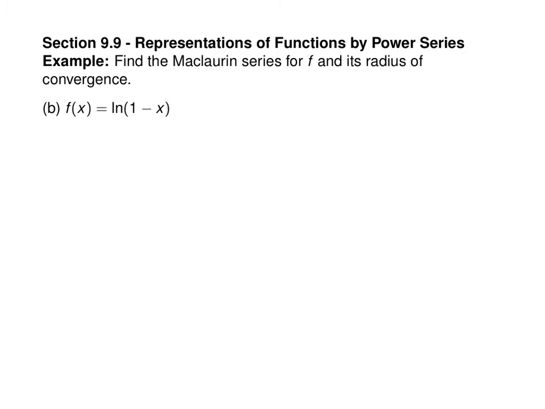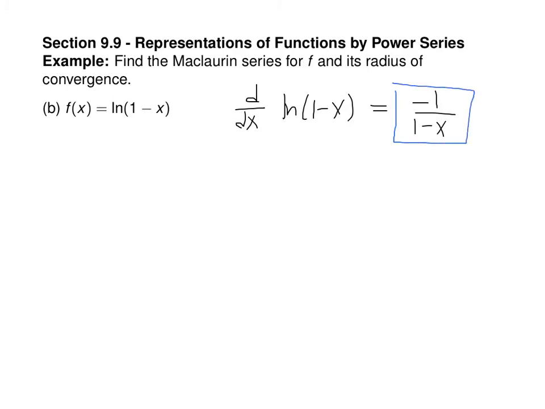Another technique to find a power series representation of a function was to use a derivative or an integral somehow and integrate a power series. So for this example, notice that the derivative of ln of 1 minus x is equal to negative 1 over 1 minus x. And we know how to find a power series for this. We could use a equals negative 1 and x equal to r. And so this tells us that if we integrate negative 1 over 1 minus x, we will have a power series representation for ln of 1 minus x.